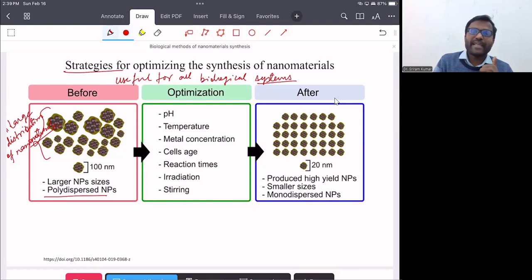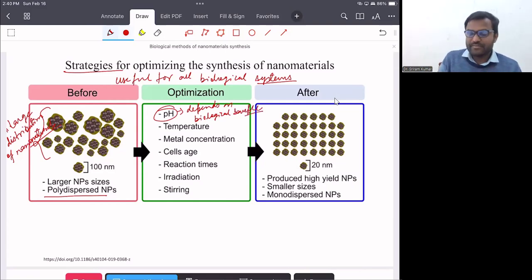So if you are planning to use a biological system for nanomaterial synthesis, we need to consider these important parameters. The first important parameter is pH. Here, we need to control the pH for the growth of this biological sample. It depends on the kind of bacteria or biological sample used, so that pH depends on the biological sample.